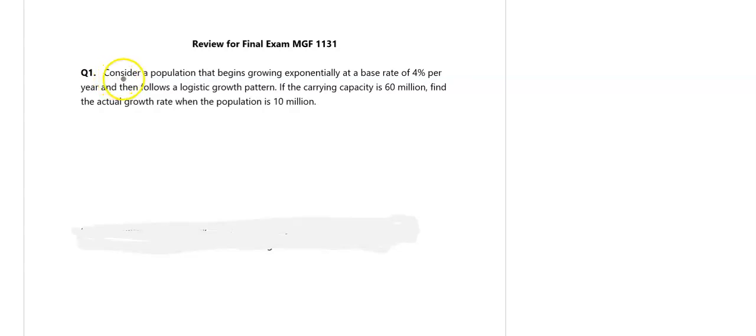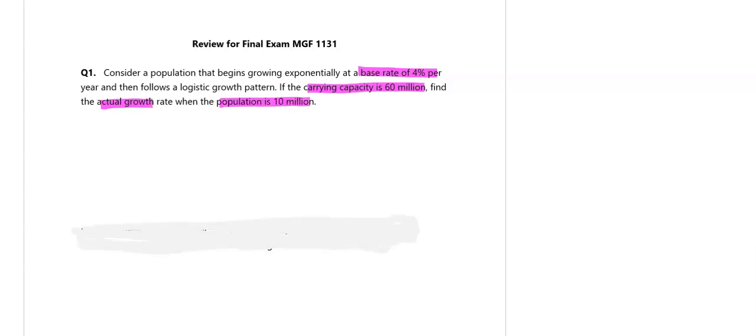If you read the question carefully, let's see what is given here. You see a 4% base rate is given. It tells you the growth follows a logistic model, and the carrying capacity is 60 million, and you've got to find the actual growth rate when the population is 10 million. So you have three numbers here: base rate 4%, carrying capacity 60 million, and you've got to find the actual growth rate when the population is 10 million.